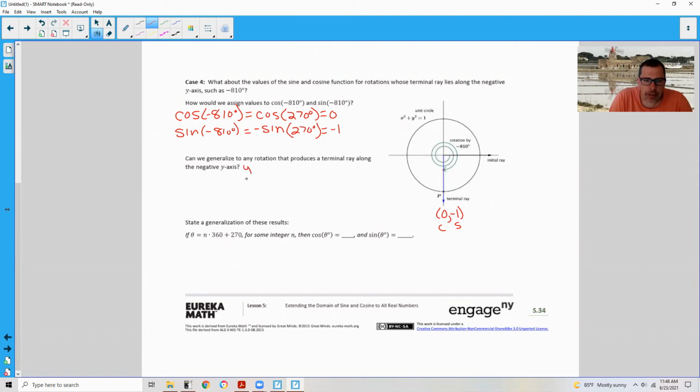Can we generalize? Yes. And the generalization is if theta equals n times 360 plus another 270 degrees, or 3/4 of a rotation for some integer n, then the cosine of theta is 0 and the sine is negative 1.